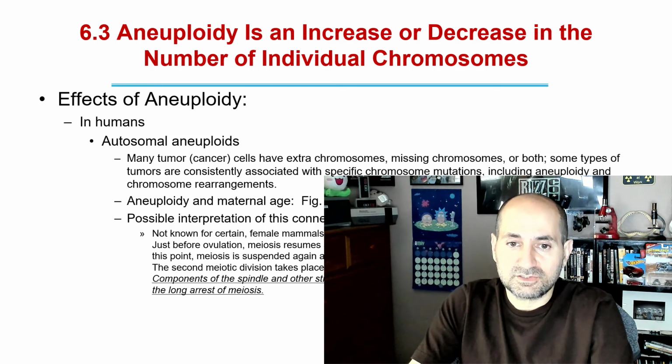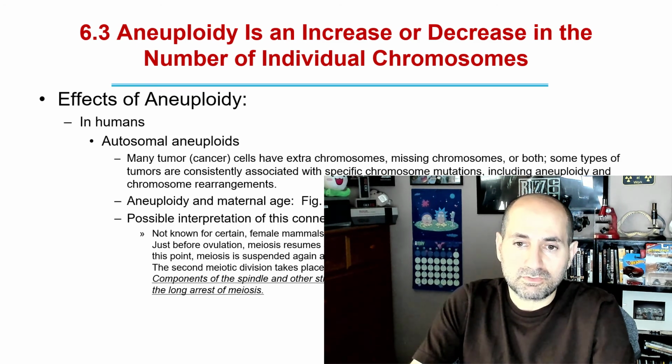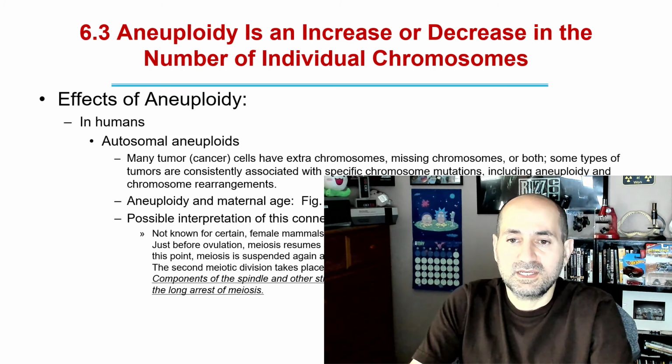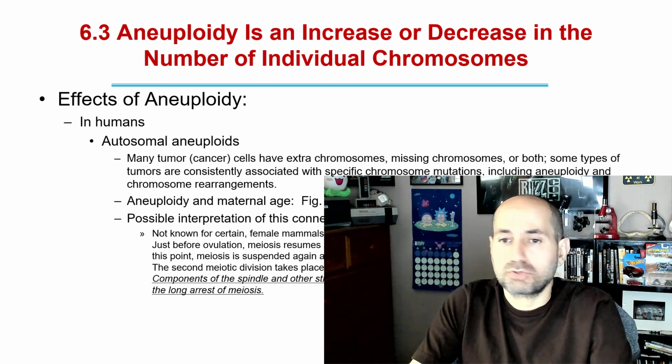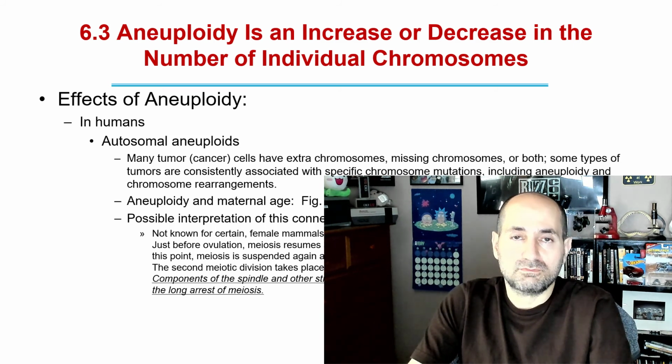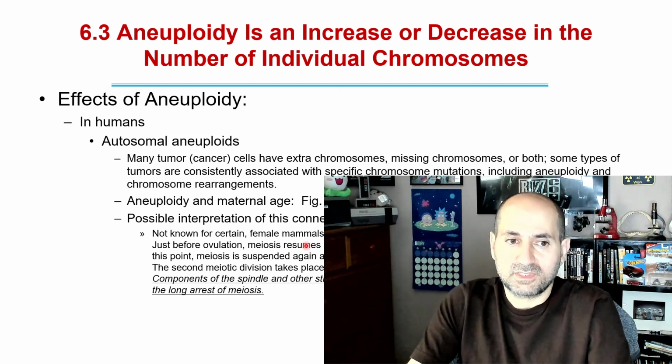Primary oocytes that are suspended in prophase 1 of meiosis. So if you're a female, you're born with X number of oocytes. These are suspended in prophase 1 of meiosis. They're just there in prophase 1 of meiosis, ready to complete meiosis and make an egg for fertilization.